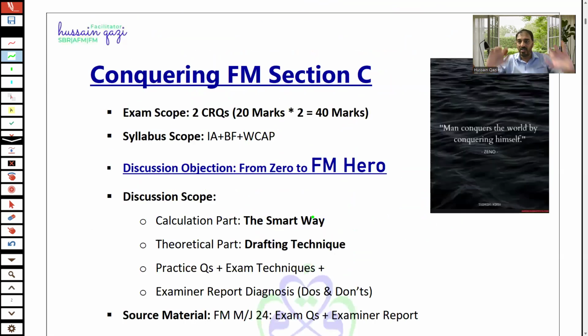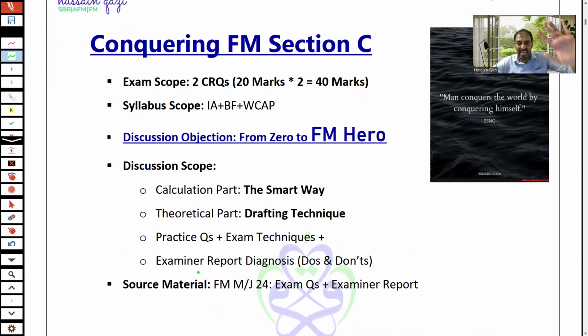Come on. The first sequence is section C. A very important quote is mentioned here. If you really want to conquer some milestones in your life, any human being, either male or female, the quote here: man conquers the world by conquering himself. So let's start with section C.